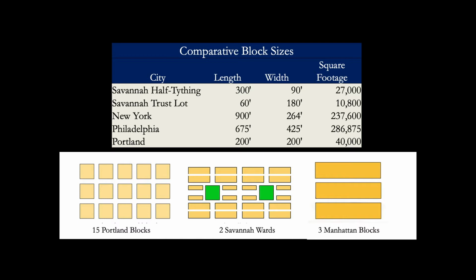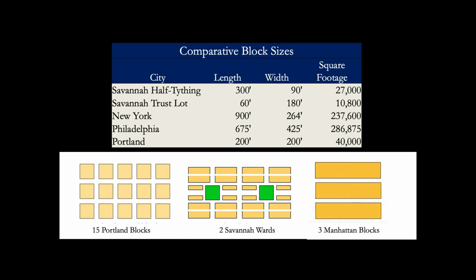We can look at blocks and streets as we do with any city, but the ward system complicates, nuances the idea of what's a block and even what's a street. If we look at the properties that are bounded by streets and call those blocks, we see that the Savannah half tithing, for example, is 300 by 90 feet. And you can compare that with a New York block that is 900 by 260 feet, shown here at scale. You can see the square footage difference of all of this.